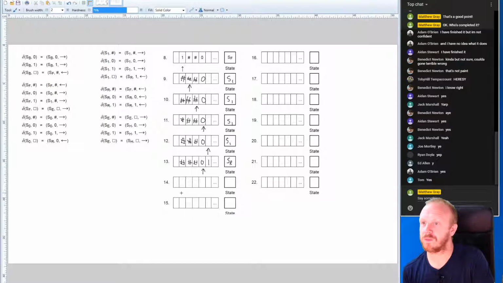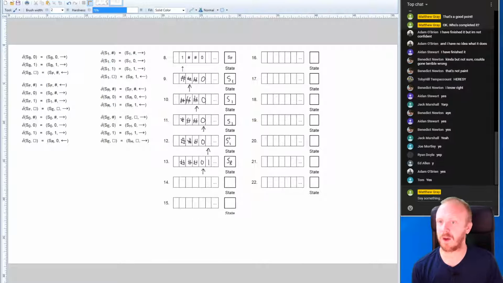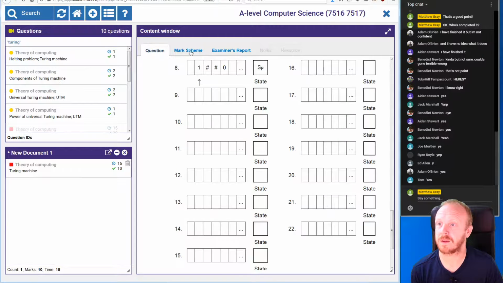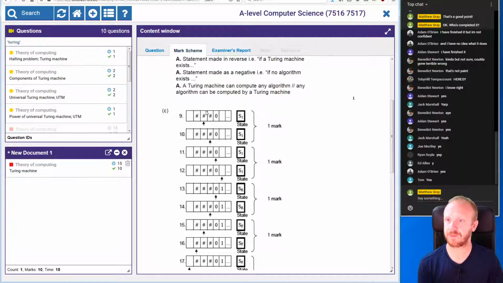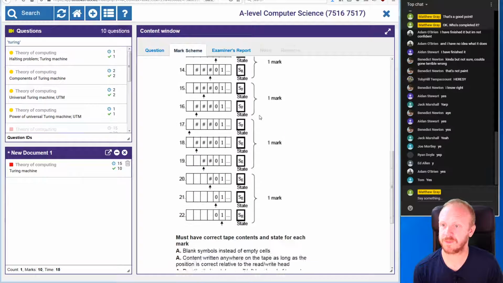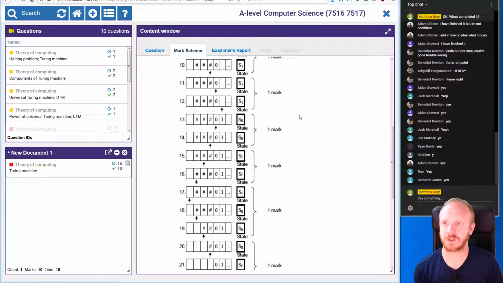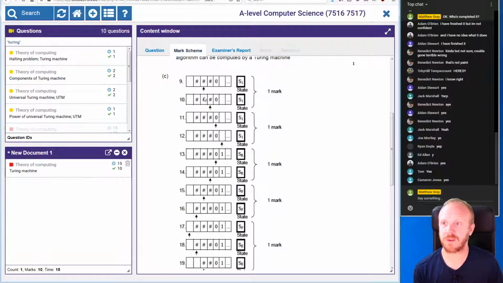No. Okay, so rather than just carry on the whole thing, I'll show you what the mark scheme says for this so you can check yours, because we know the system now. So this is where the marks come from. One mark for getting those two right. That's the moving to the right with the hash symbol. One mark for those two right. One mark for those two right. One mark for those two right.